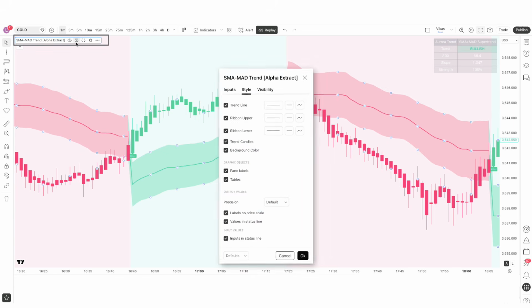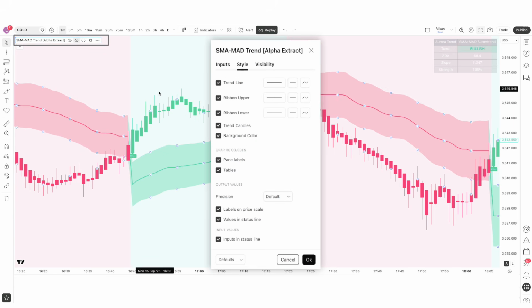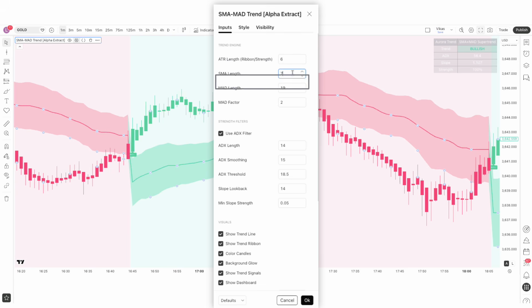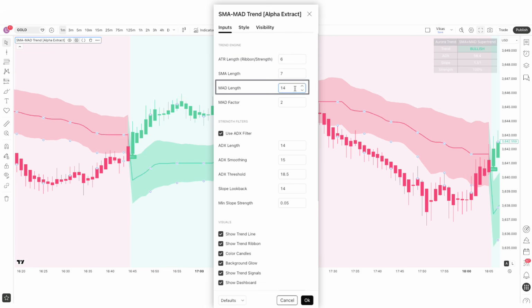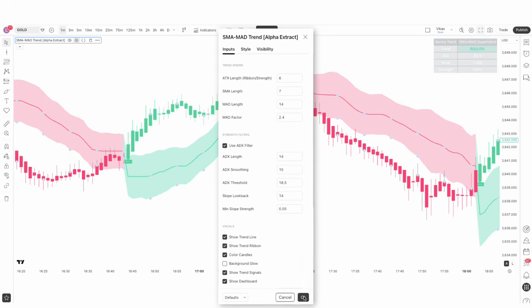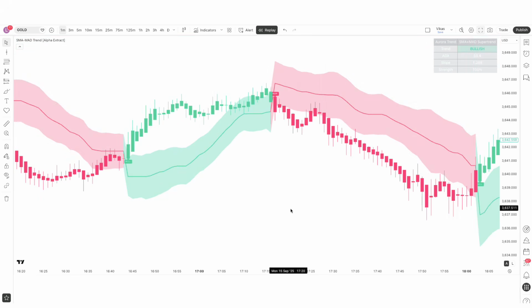Now the indicator settings change for perfect signals. First, we have to keep these options hidden, and after that change the ATR length option from 20 to 6, and the SMA length option from 9 to 7, and the MAD length option from 19 to 14, and the MAD factor option from 2 to 2.4, and we have to keep these options hidden. Here everything is fine after that. Click OK. Now we'll add one more indicator to make this strategy more powerful.